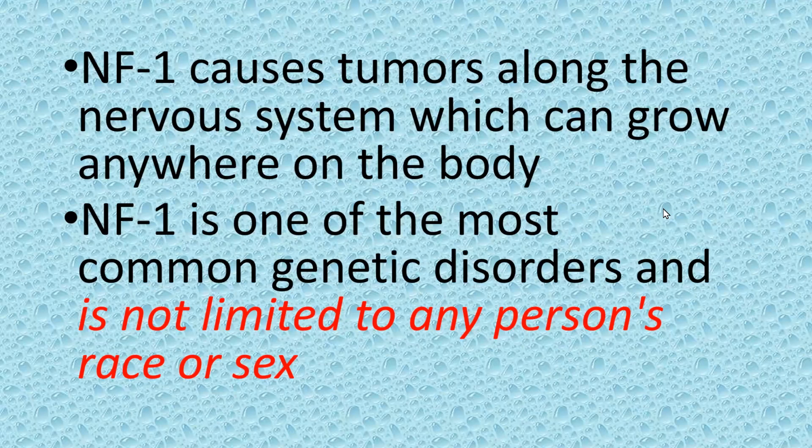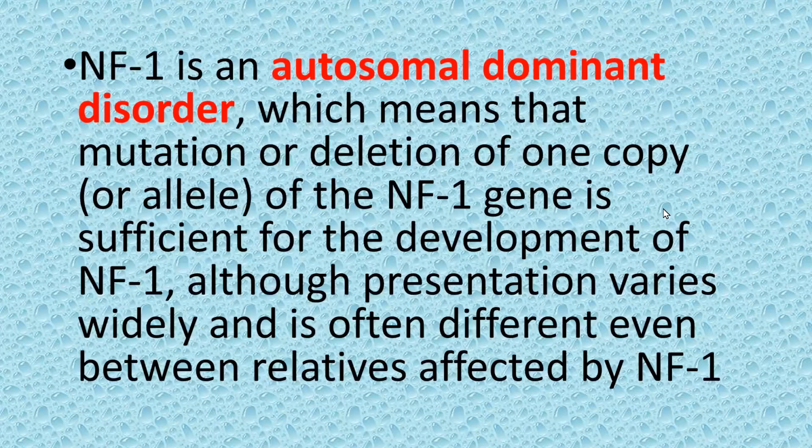Neurofibromatosis 1 is one of the most common genetic disorders and is not limited to any person's race or sex. It is an autosomal dominant disorder, which means that mutation or deletion of one copy or allele of the neurofibromin 1 gene is sufficient for the development of neurofibromatosis 1, although presentation varies widely and is often different even between relatives affected by it.